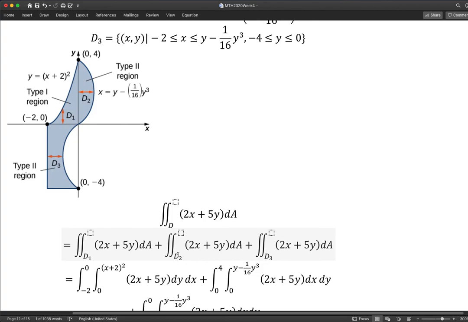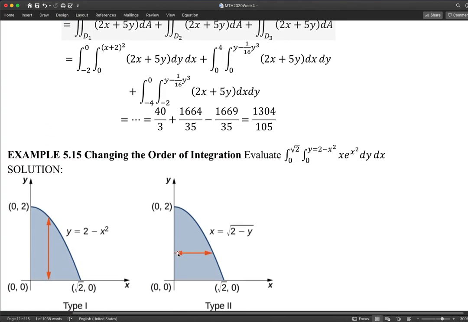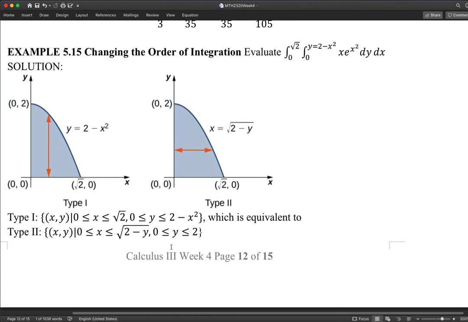Section 5.2, double integrals over type 1 and type 2 regions.